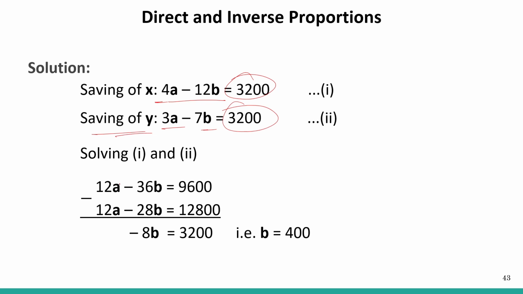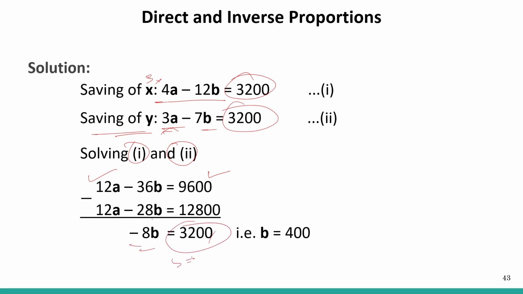That is the savings of y. So solving I and II, what we can do here is multiply this with 3 and multiply this with 4. So doing that, we arrive at 12a minus 32b is equal to 9,600, because we multiplied with 3. And after multiplying the second equation with 4, we are left with 12a minus 28b is equal to 12,800. So subtracting 2 from 1, we are left with minus 8b is equal to 3,200.